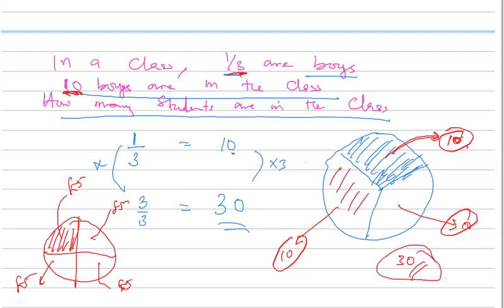Sometimes you might want to check your answer. Maybe your answer is correct. Just find one-third of 30. It's going to be 10. Can you see? You got 10. That's it. So now I'm going to clear it out and I'm going to ask you to have a go.